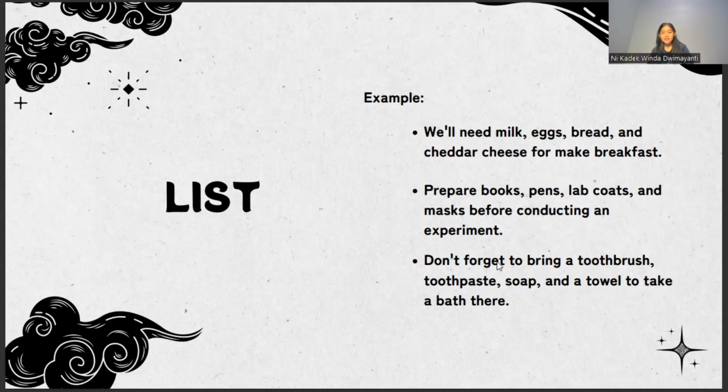In the first example, we need milk, egg, bread, and cheddar cheese. The second example, prepare books, pens, lab coats, and masks. The third example, don't forget to bring a toothbrush, toothpaste, soap, and a towel. Okay, that's all for the use of three patterns in a sentence.